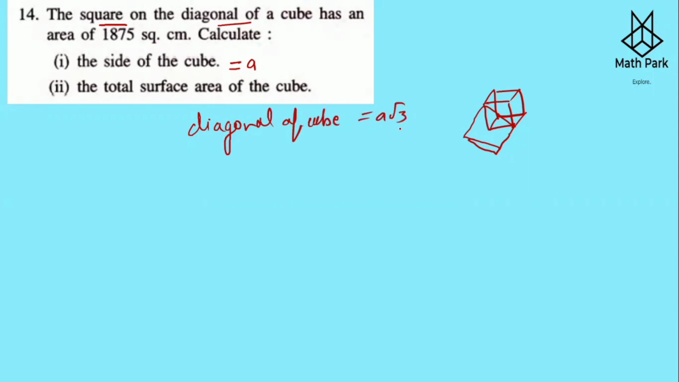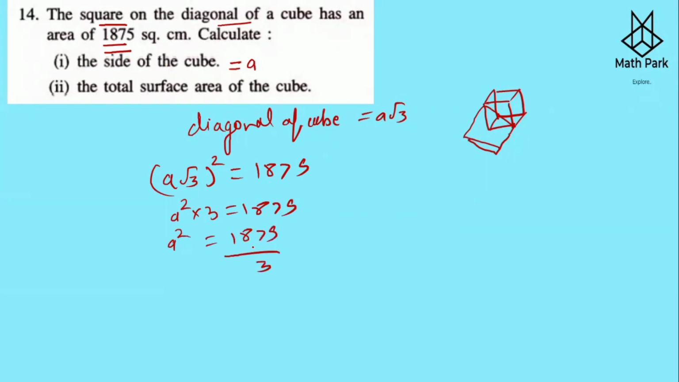So since we are given the area of this, we have A root 3 square is equal to 1875. So when we square this, you get A square into 3 is equal to 1875. So A square is equal to 1875 divided by 3. 3 sixes are 18, 3 twos are 6, 3 fives are 15, you get 625. And square root of 625 is 25. So you get the side of a cube as 25 centimeter. So this is how we did the first part.